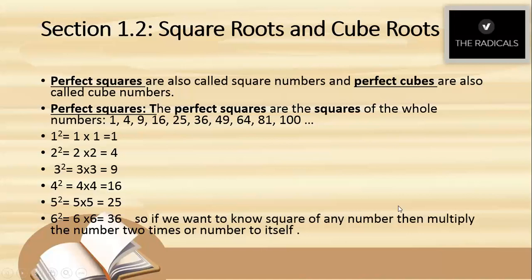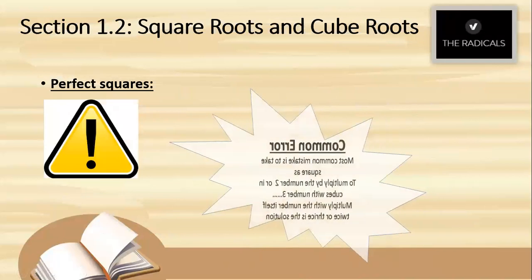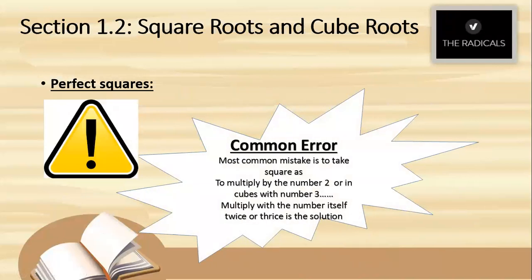If you want to know the square of any number, then multiply the number by itself 2 times. The most common error is that whenever you take the square, you multiply the number with 2. Do not do that, because if you multiply the number with 2, it will not be a square.